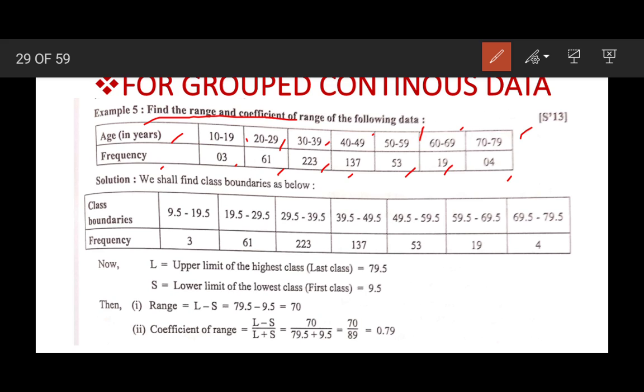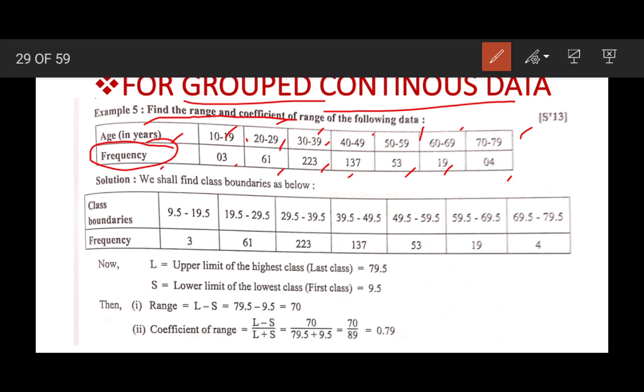So first thing, data identification. Now frequency is given, that means the data is a group data. Now class interval is given, therefore the data is a continuous data. So this data belongs to the group continuous type of data.